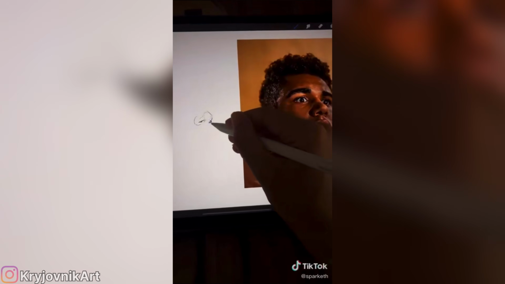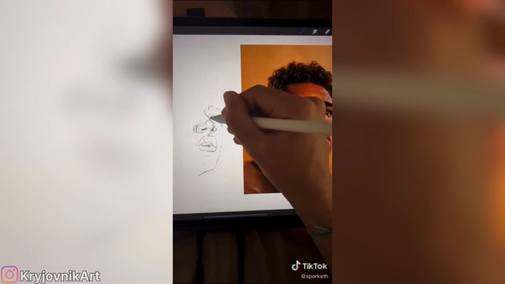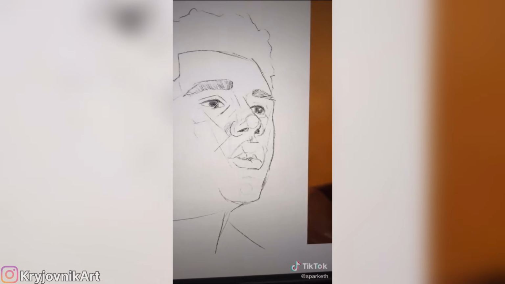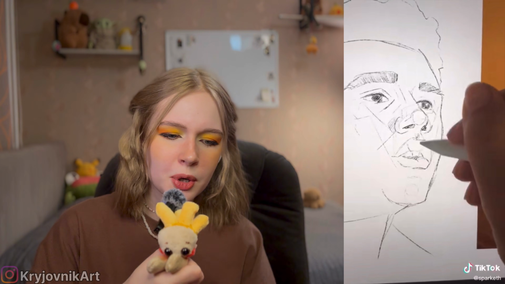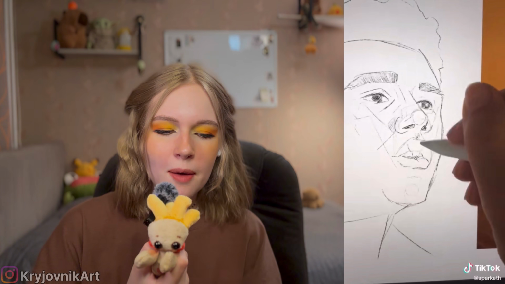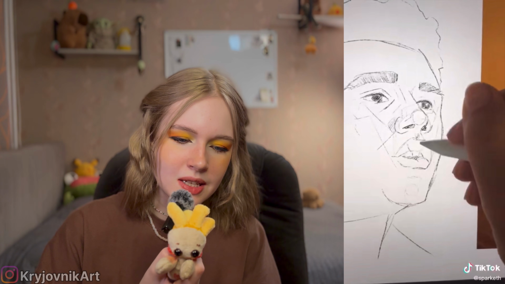Ooh, and a huge facial tip is to draw the nose first. If you can get the nose, you can get the rest of the face. Because that nose provides a central reference for everything. I've never heard of that. I don't know. I personally would not say this is a good idea.